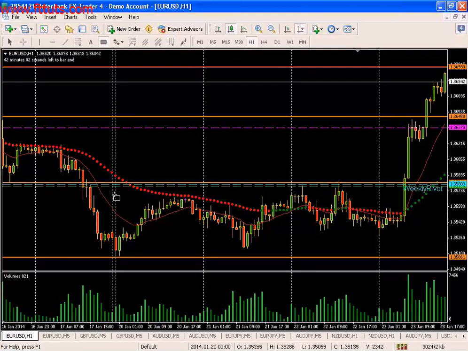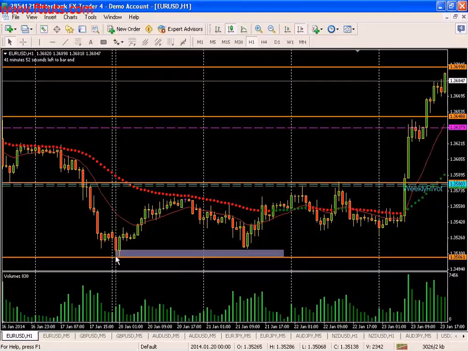Now, let's draw a box from our menu, rectangle. And the idea is to simply cover the pin areas and separate the pin or the wicks of the candles from the bodies of the candles. So the close, and so we're getting all pin and no body, as much as we can get without getting the body in there. And we have ourselves a zone.